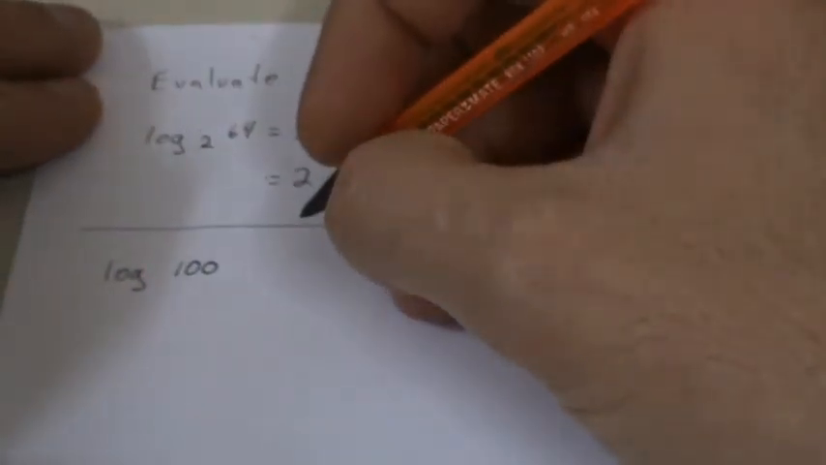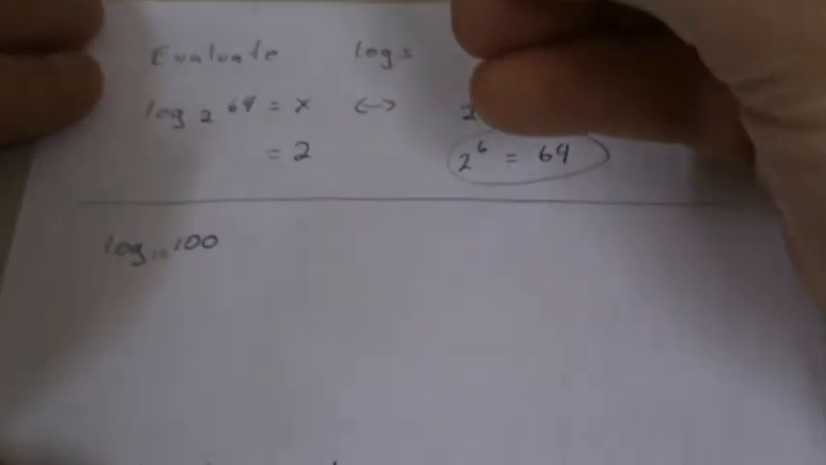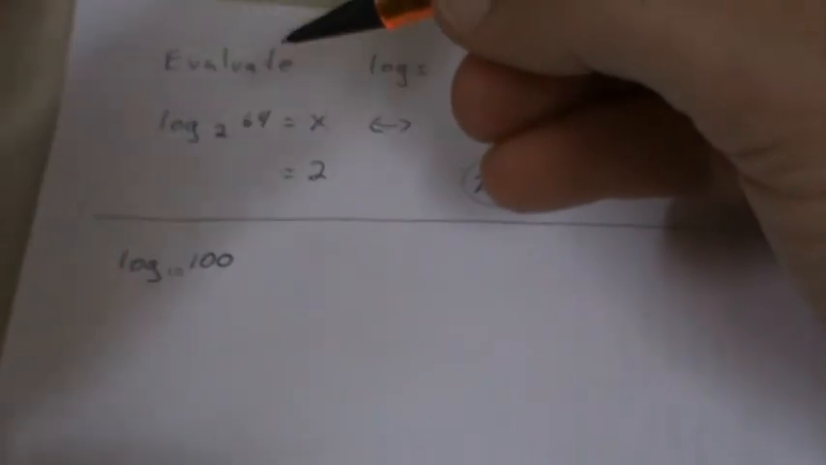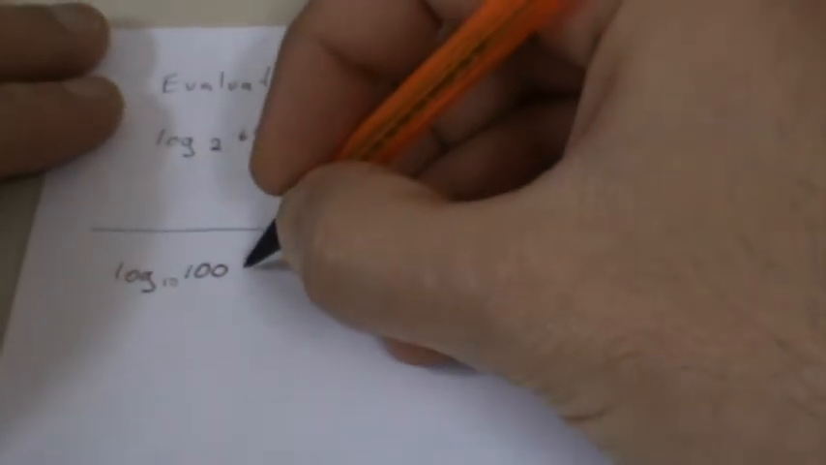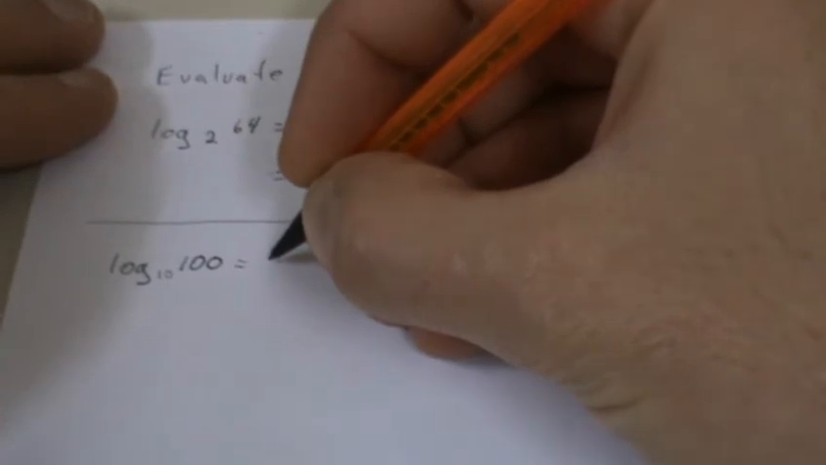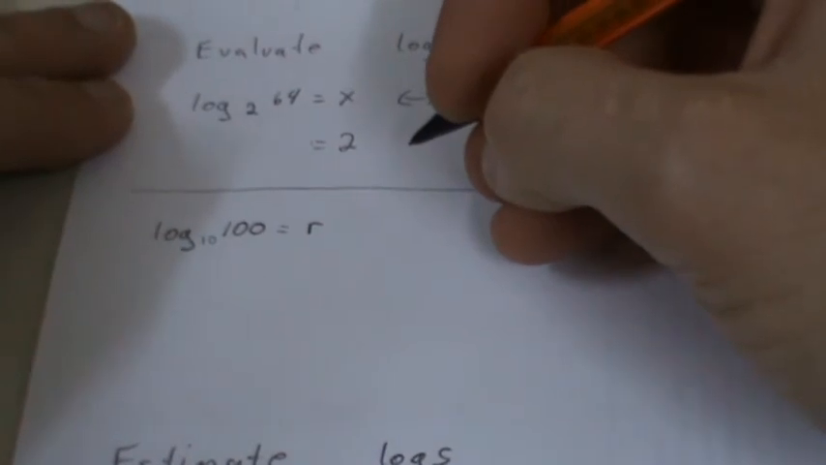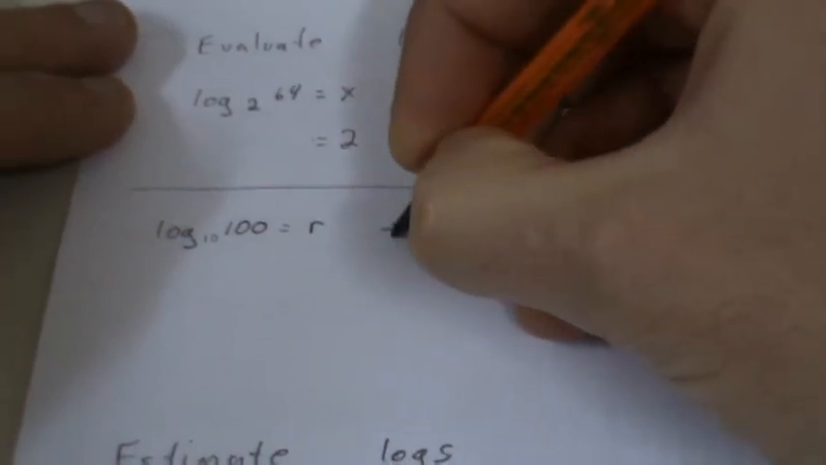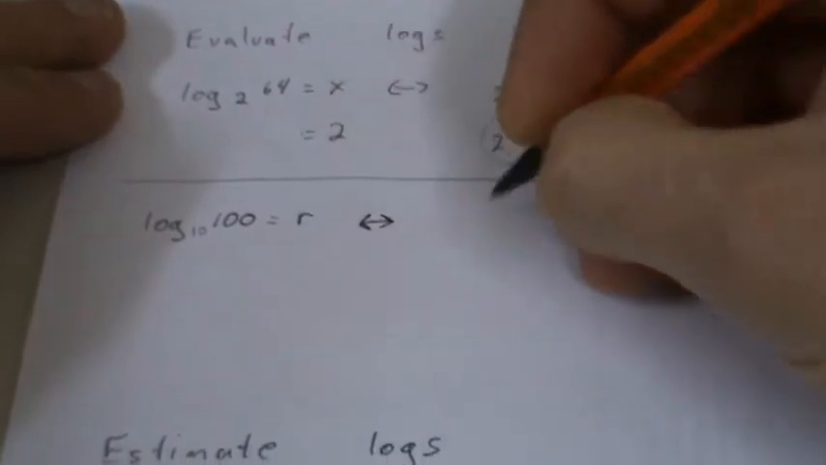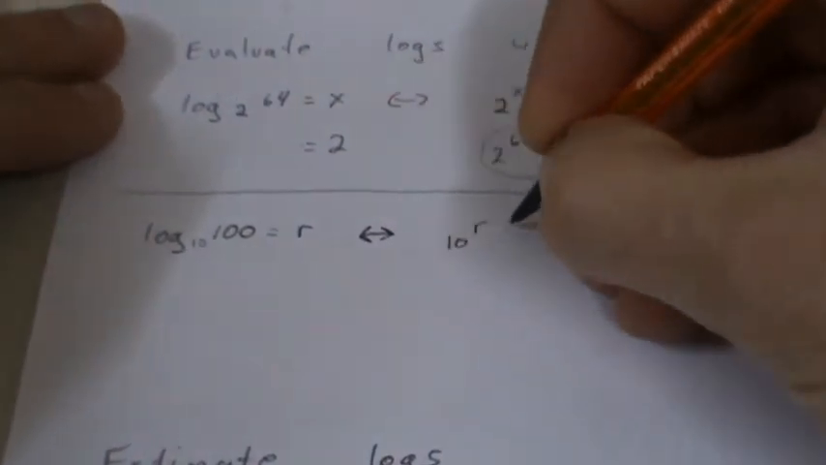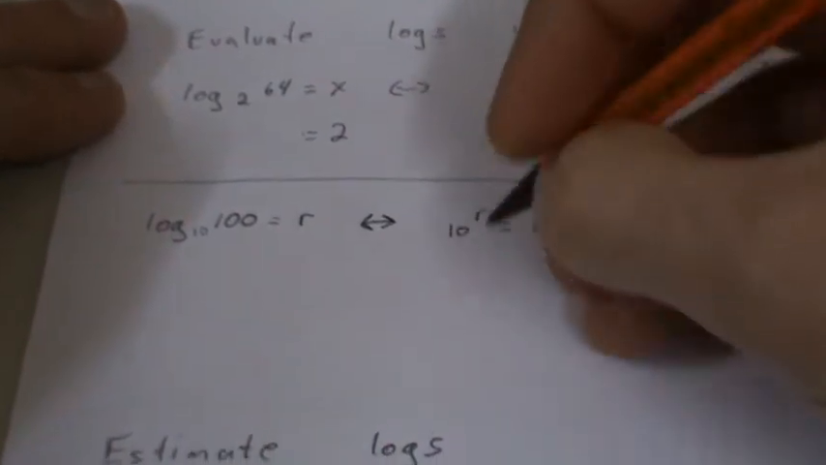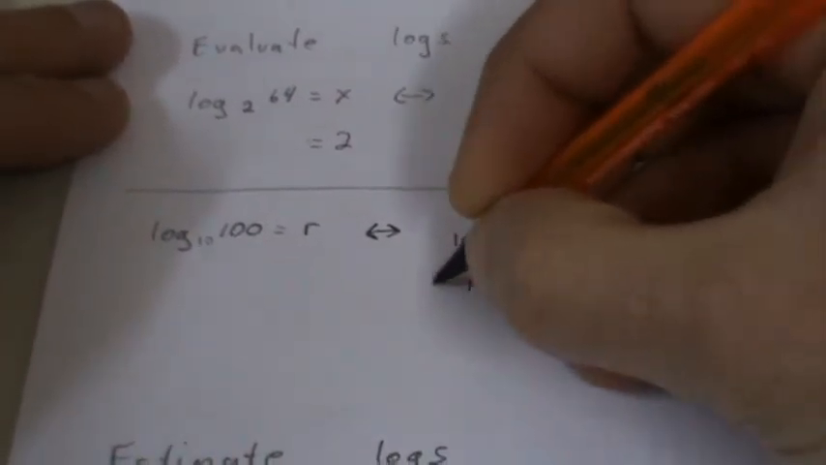Log of 100. Now remember that if there's no base written, it's automatically a 10 here. So I'm just going to write this 10 in there, just to help us out for this first couple of times. And I'll make this equal to some variable, call it r, and then when I use the definition of logarithms here, it begins to make more sense. 10 to the r is 100, so therefore r must be 2.